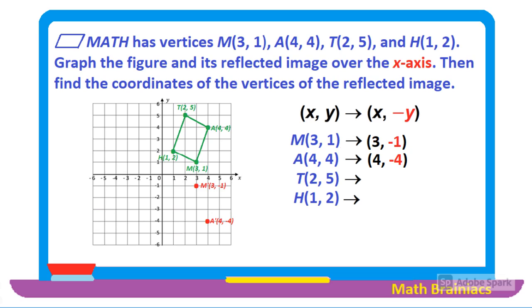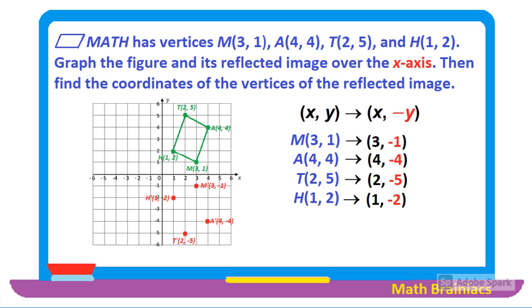The ordered pair of point A is 4 and 4. So we're going to keep the 4, which is the x-coordinate, and take the opposite of the y-coordinate, which is negative 4. Therefore, when x is 4, y is negative 4. That is A prime. The ordered pair of point T is 2 and 5. We're going to keep 2 and take the opposite of 5, which is negative 5. Therefore, T prime is when x is 2, y is negative 5.